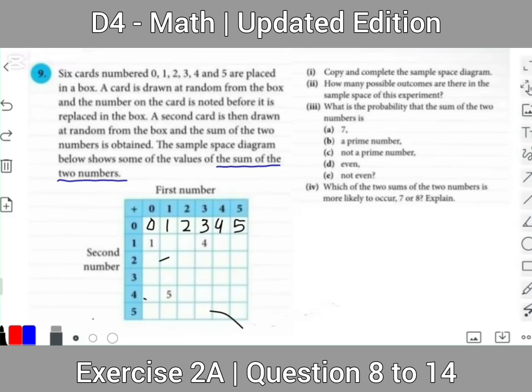1 add 0 is 1. 1 add 1 is 2. 1 add 2 is 3. 1 add 3 is 4, already given in the sample space diagram. 1 add 4 is 5. 1 add 5 is 6. 2 add 0 is 2. 2 add 1 is 3.